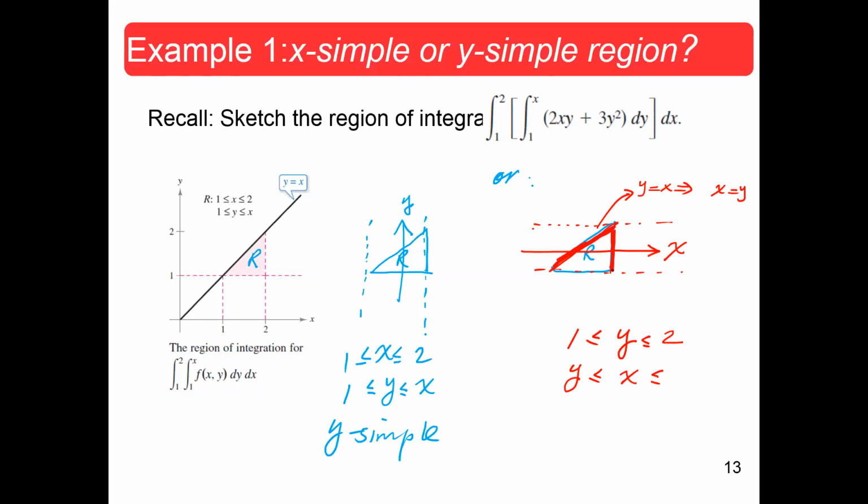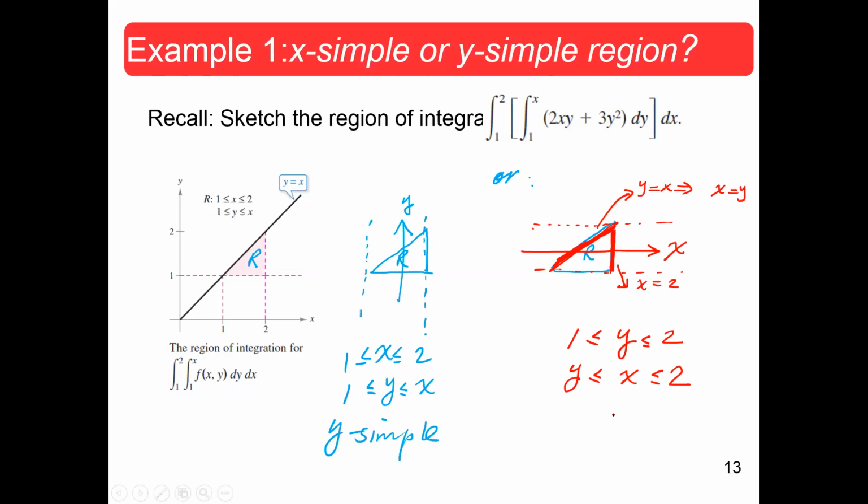It's a vertical line, right? It's a vertical line, meaning x has to be a constant. So what is that constant here? x equals 2. Yeah, so this one here is x equals 2. So x will be bounded between y and 2.